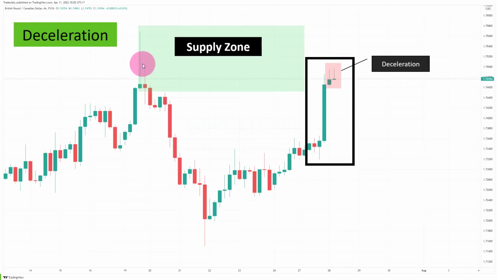Deceleration, one of my favorite topics, because it is very simple but powerful. So what do we have here? First of all, we have a supply zone, and I will come back to supply and demand trading in a moment.